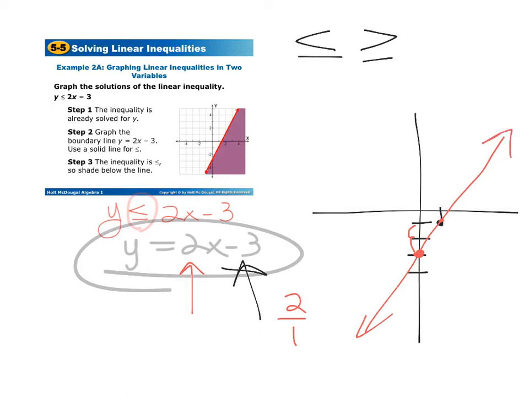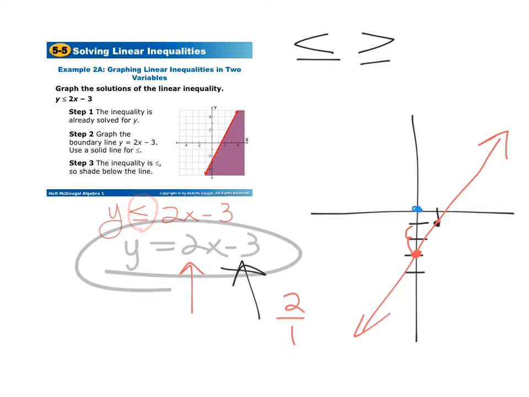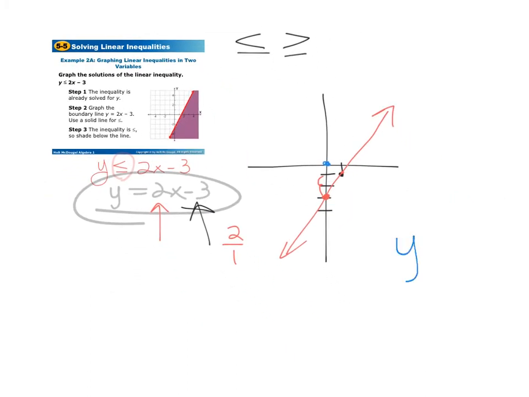And now, general rule of thumb, if it's greater than or equal to, we're shading the top. If it's less than or equal to, we shade the bottom. Now, some people get confused, but a fail-safe way to do this is to plug in an ordered pair. The easiest ordered pair to check is 0, 0, because it's less work. So I'm going to take my original inequality.